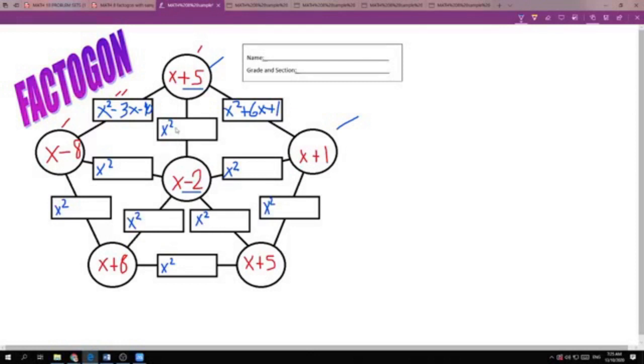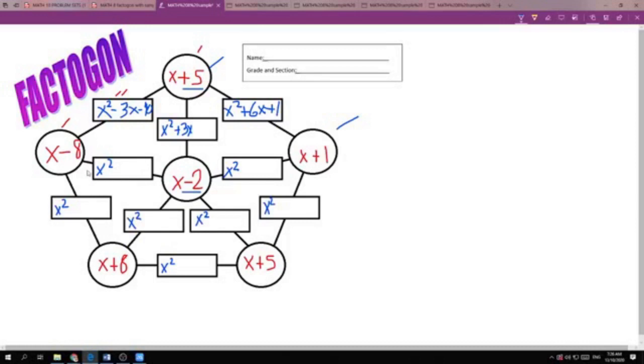Positive 3. Okay. Minus 3. Positive 3. So I will be writing positive 3 and write the variable x. So that's how you get the middle term.